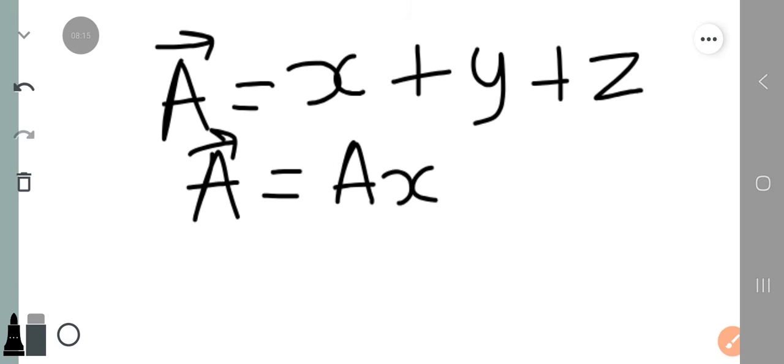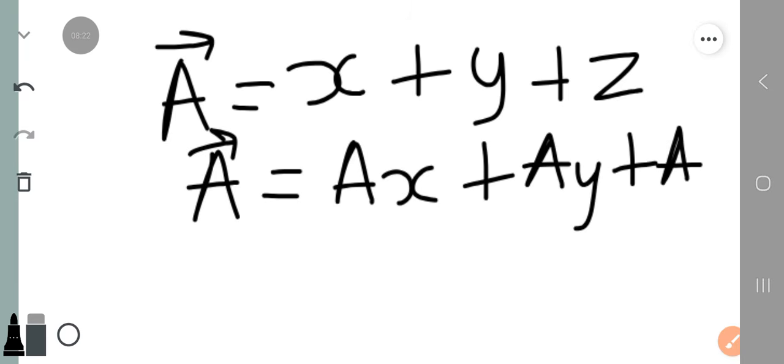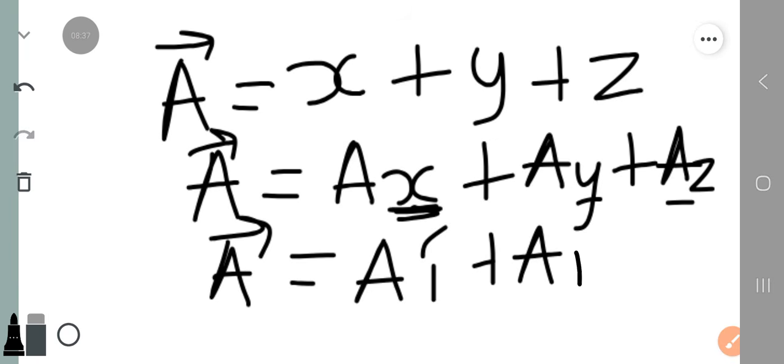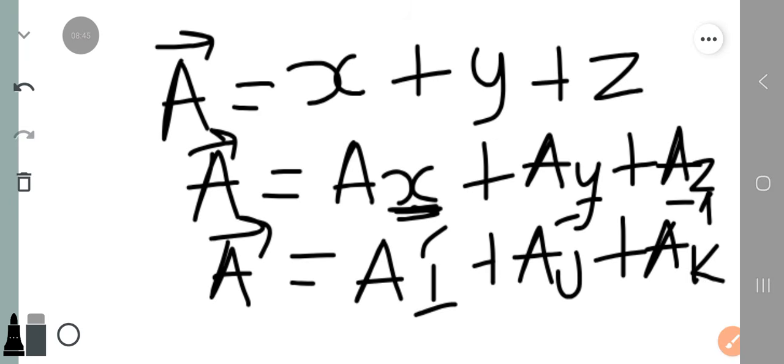The component of x of A plus the component of y of A plus the component of z of A, all right? Or this can also be written as AI, because I means x, plus AJ, because J means y, plus AK, because K means z. So these are the units.